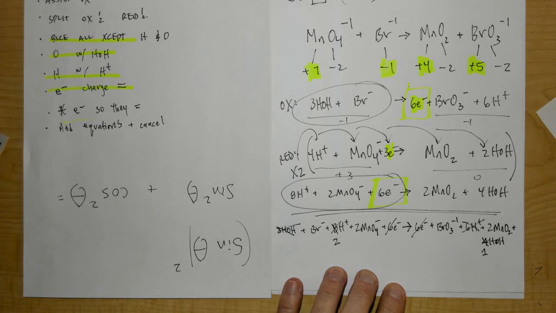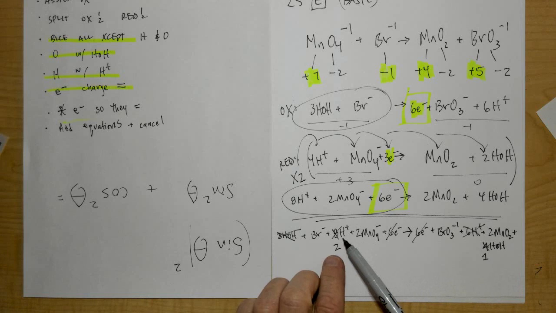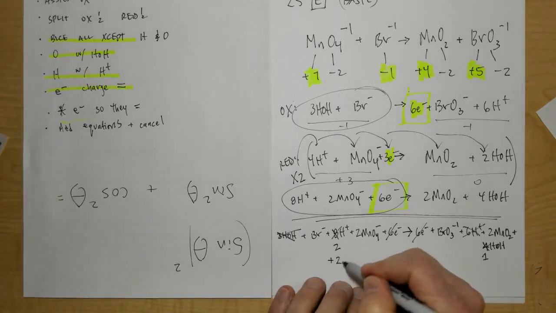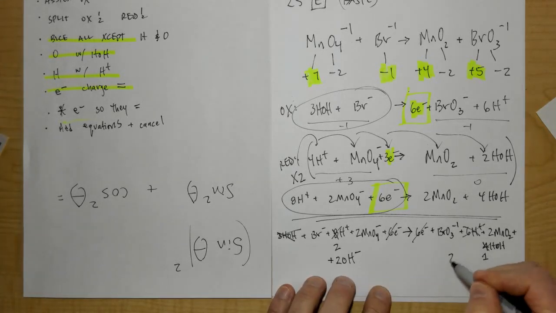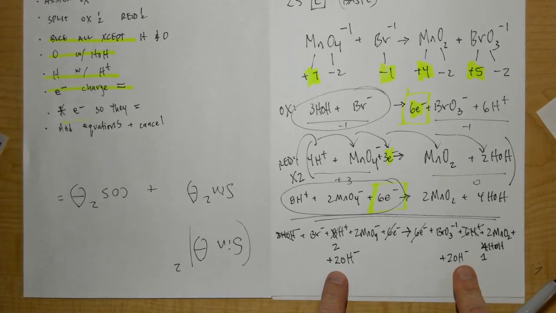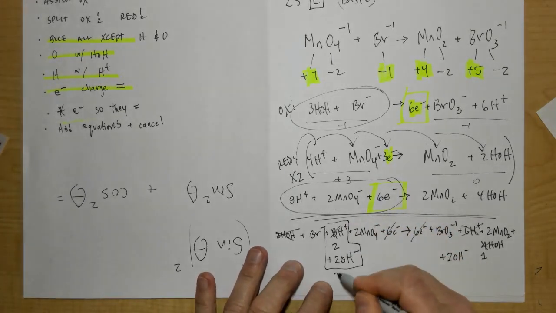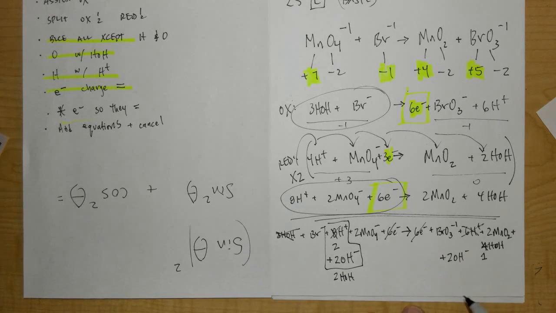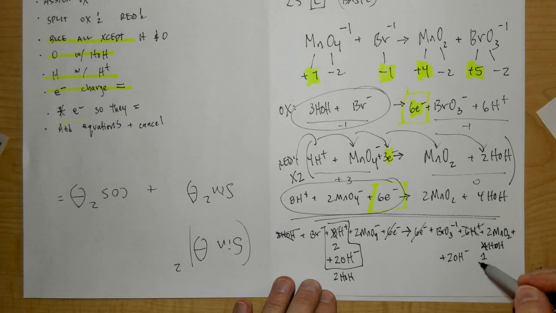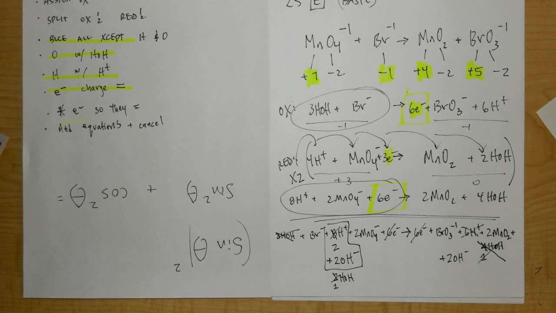And before I go and rewrite it, I now have to deal with the issue that it's in basic solution. In basic solution, there's not hydrogen ions, but there are hydroxides. So I need to add 2 hydroxide ions to both sides. What I do to one side of the reaction, I have to do to the other. And this will cause the H+ then over here to become 2 waters. And these OHs will just be here. This also causes me to cancel another water because there's 1 water right here, and so I'll end up with 1 water on this side.